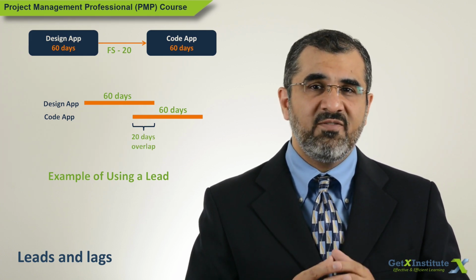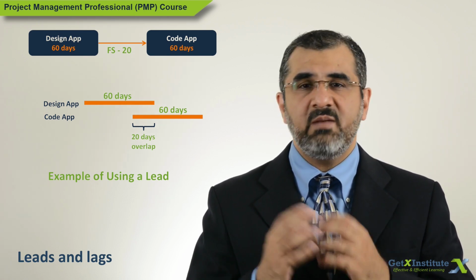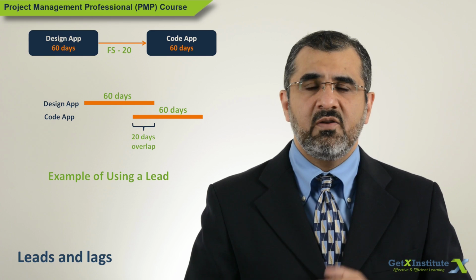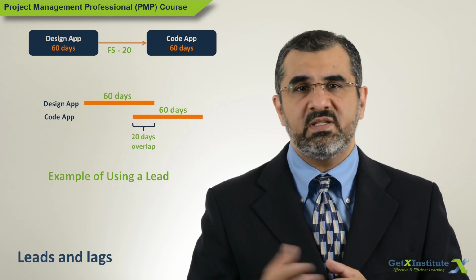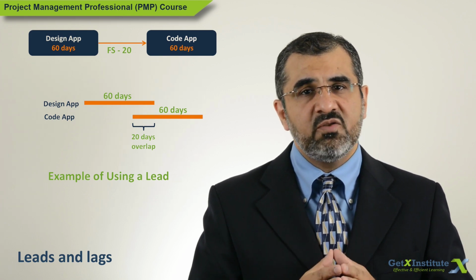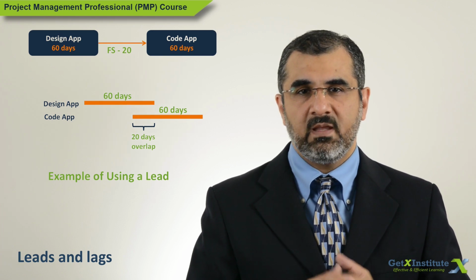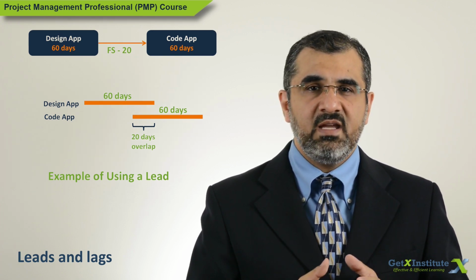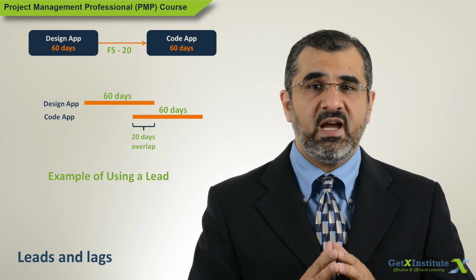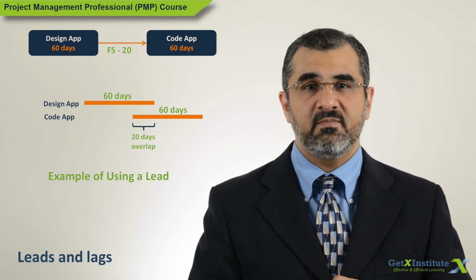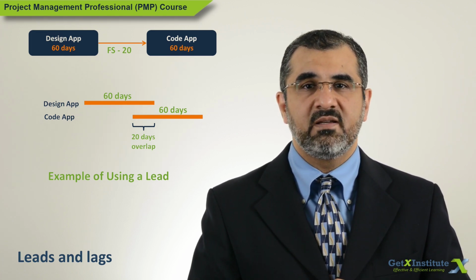Instead of waiting for the design to complete, once enough design is available, coding can be started. So let's say once 40 days of design work is done, coding is to be started. This will be shown as finish to start with a lead of 20 days. In other words, we are saying that when the point is reached that only 20 days of design work is left, start coding. It is shown as FS minus 20 days.